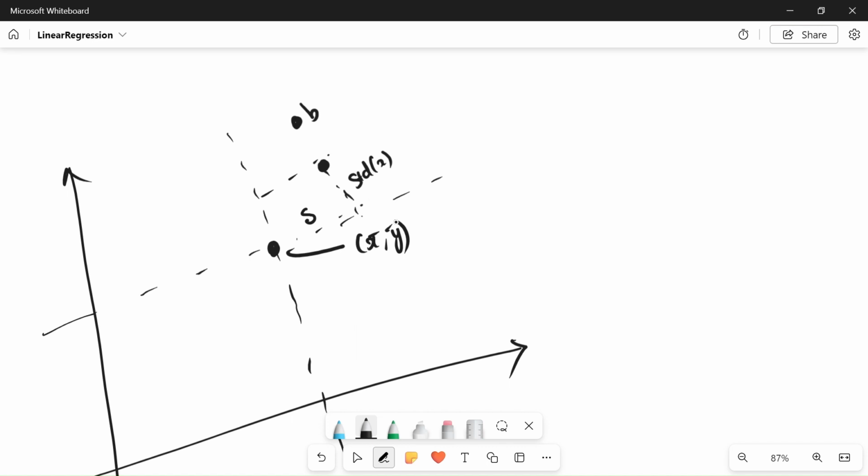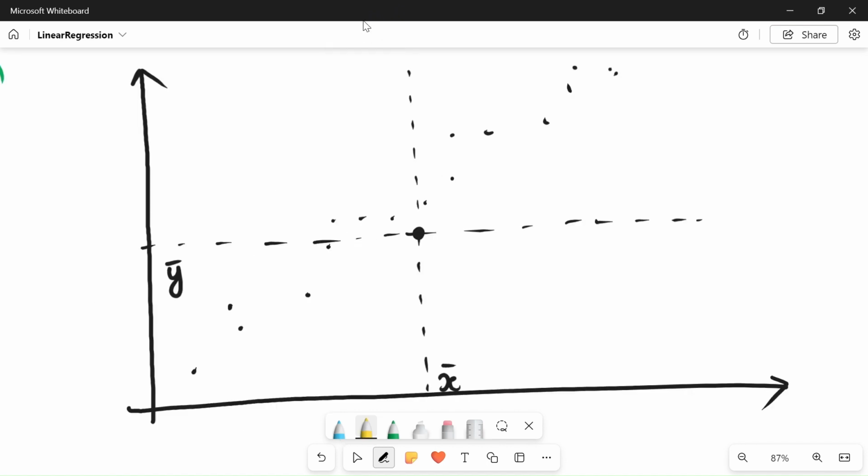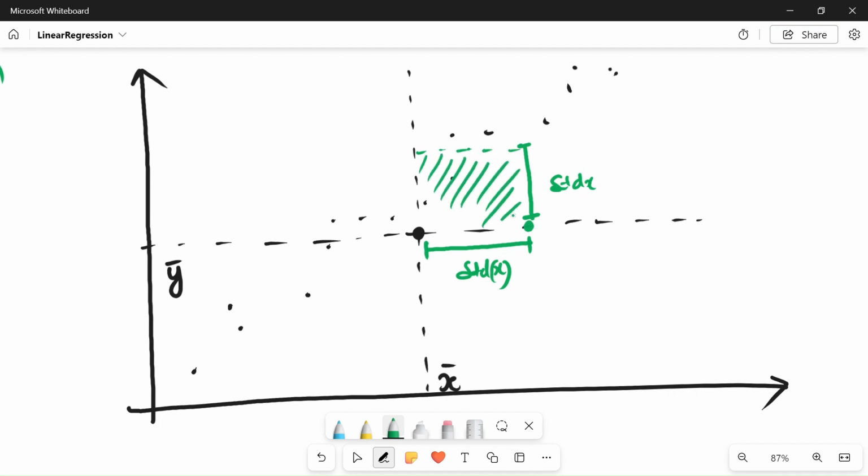Wait for a while, I will draw the axes for you in a more clean manner and get back. Okay, as you can see that I've drawn the axes, and now it's looking very beautiful. Okay, so this is standard deviation of x, this is standard deviation of x, this was our square, and this is our very special point, x bar, y bar.